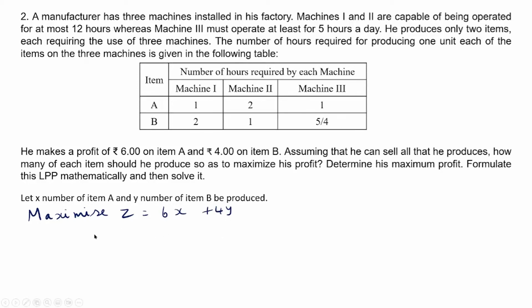Now to attain this objective or to produce x number of item A and y number of item B, there are certain constraints or there are certain restrictions. These restrictions are in the form of machines. The number of hours machines 1, 2 and 3 can operate. Here we have machines 1 and 2 are capable of being operated at most 12 hours. So we can attain this objective subject to certain constraints.